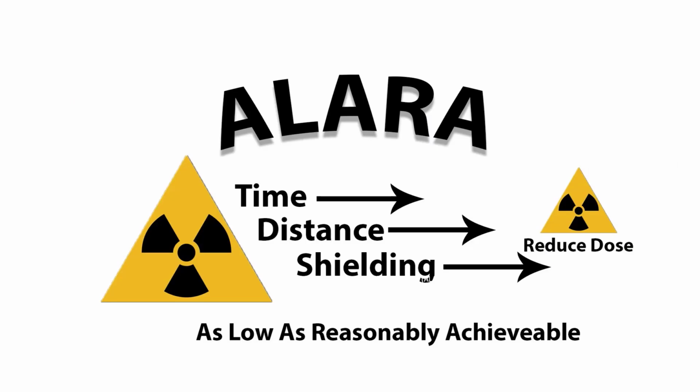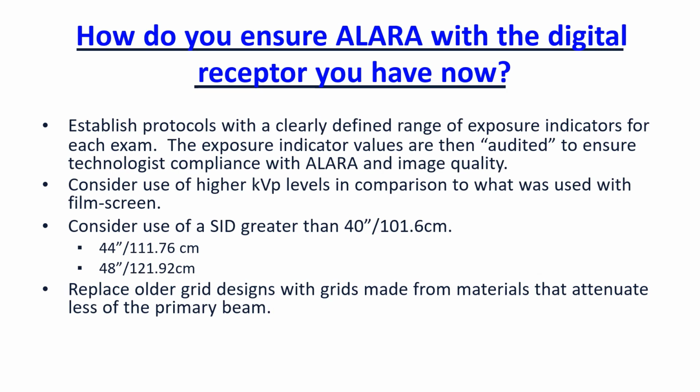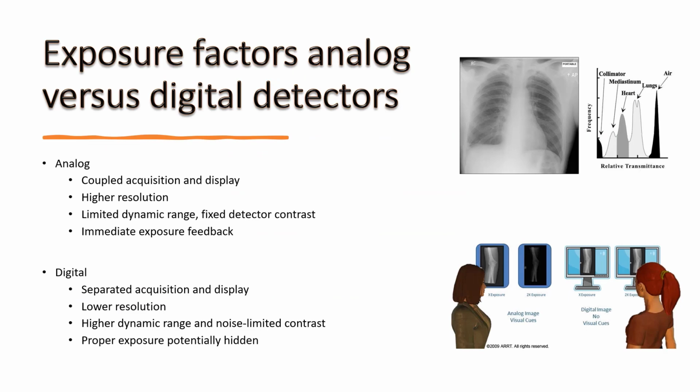The primary tenets of radiation safety consist of controlling the distance, controlling the time, and controlling the shielding of the primary beam. How do you ensure ALARA with the digital imaging receptor you have now? Very simply, you need to really understand exposure, technique, and your equipment. In the beginning of medical imaging, the images were created with analog signal. That has evolved, and today the images are created with digital signals.